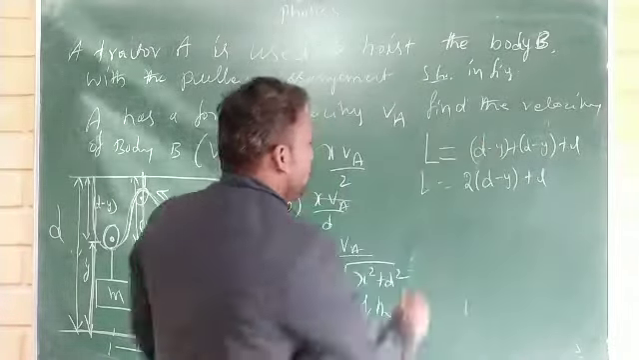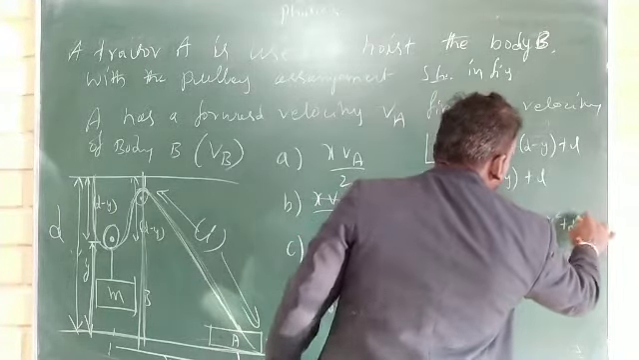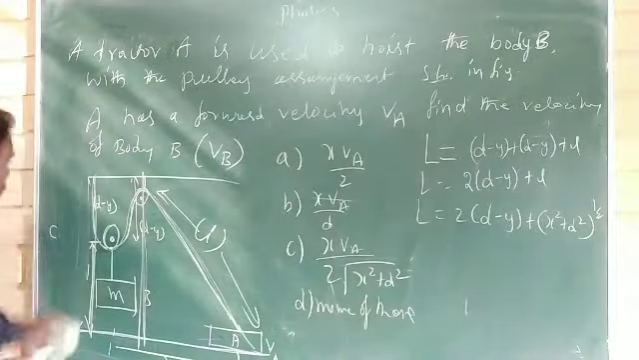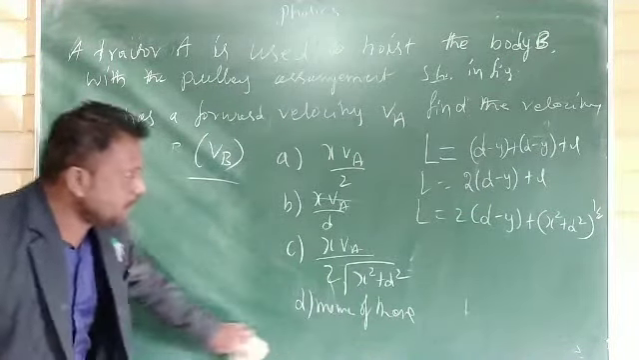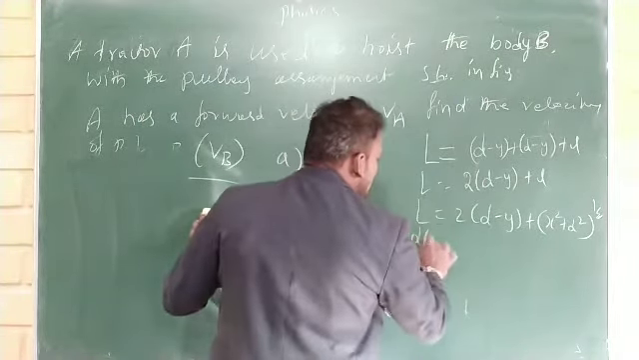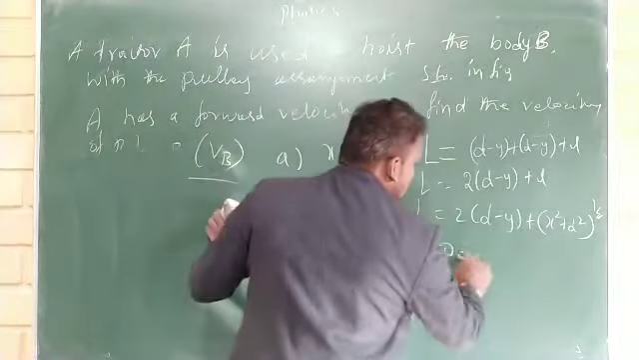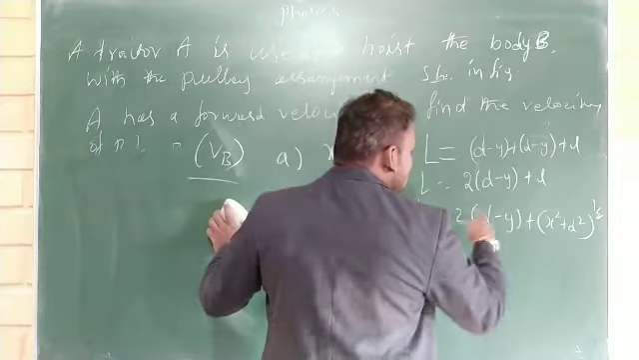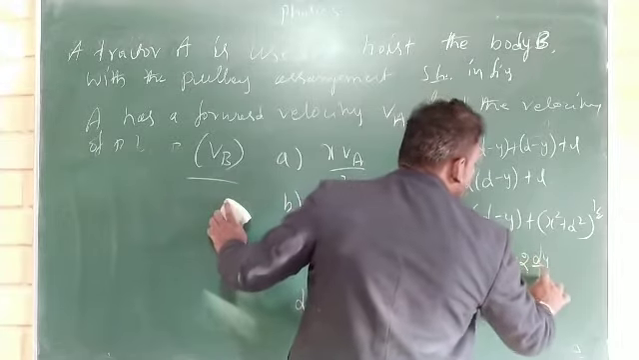Substitute the value of l. Capital L is equal to 2 times d minus y plus x square plus d square whole to the power of 1 by 2. We have to calculate the velocity of body B. Differentiate this equation with respect to t. dL by dt is equal to 0, which is 2 times dd by dt, where d is constant so it is 0, minus 2 times dy by dt.